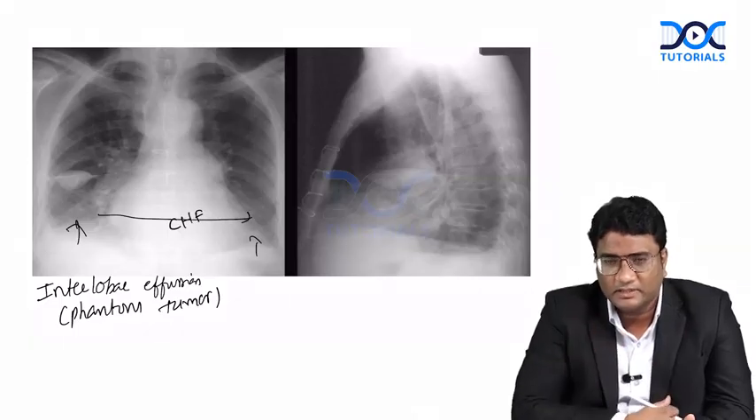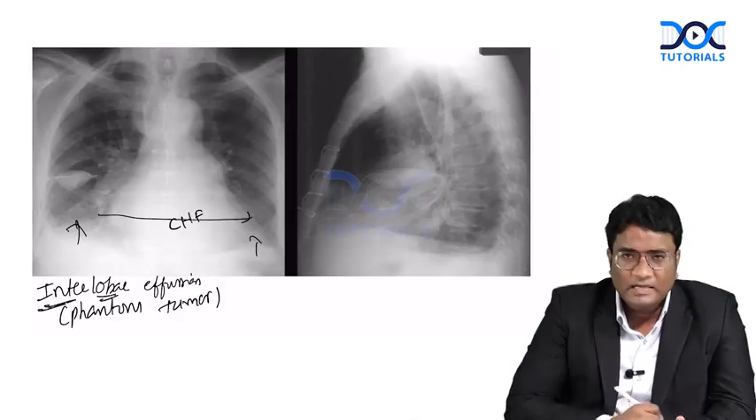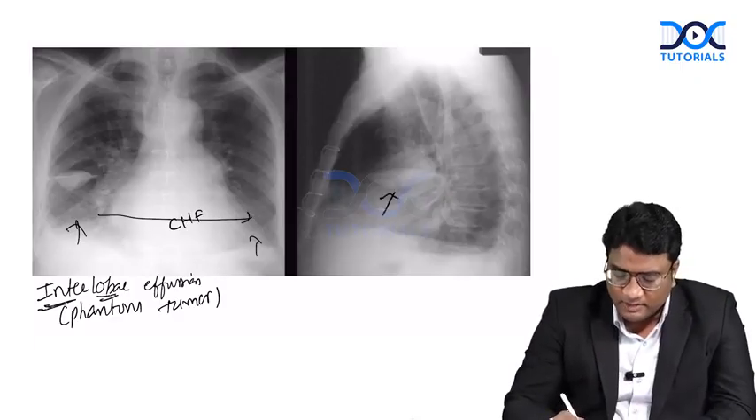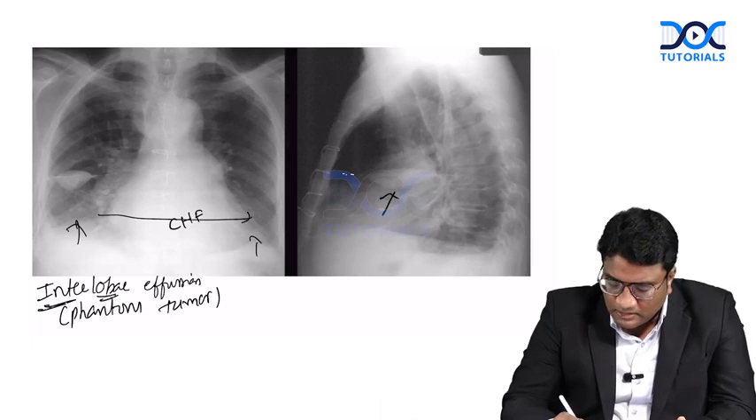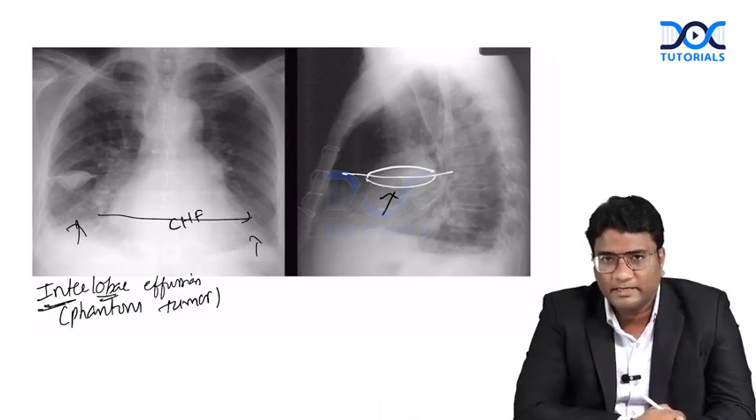It's basically a fluid collection there. This is interlobar, as the name says, between the lobes. This is how interlobar effusion will appear. They will be associated with the fissural collection, that is interlobar effusion or phantom tumor.